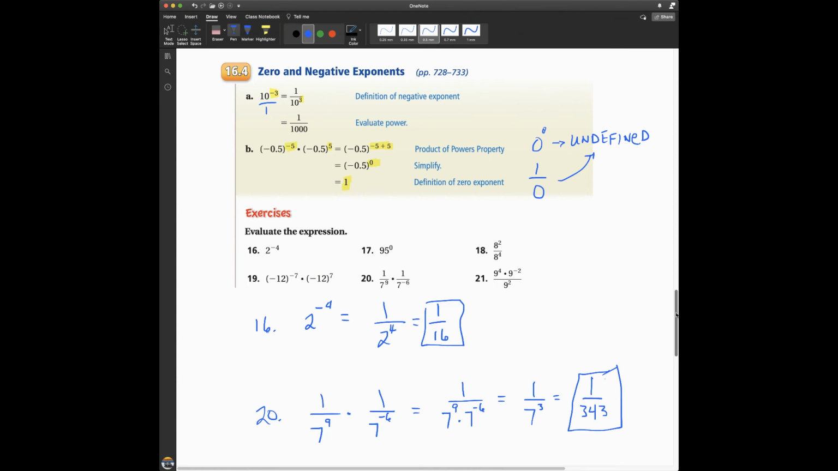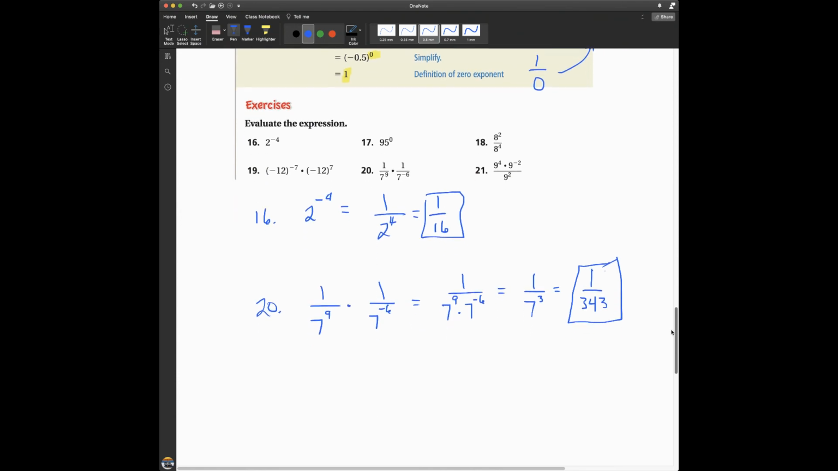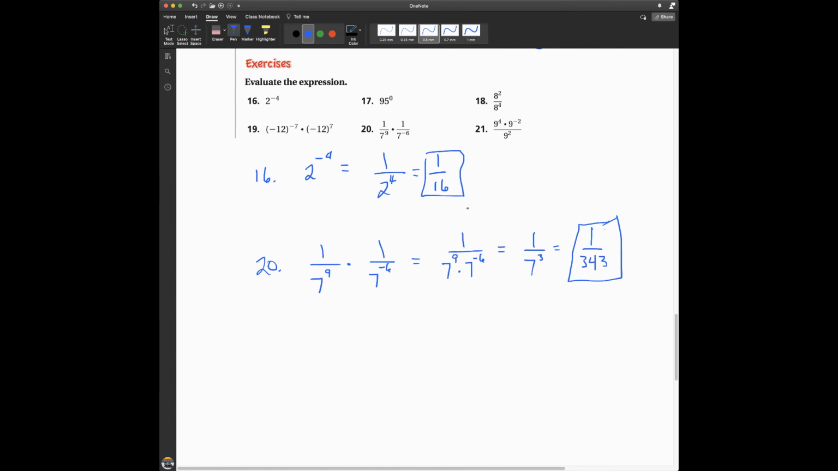Okay, so moving on, I worked out a couple problems down here, problem 16 and problem 20. You see what I did with problem 16, 2 to the negative fourth. I just moved that power to the denominator because right now I could put it over 1. It's in the numerator. And then when I move it to the denominator, the exponent becomes positive, and 2 to the fourth is 16.